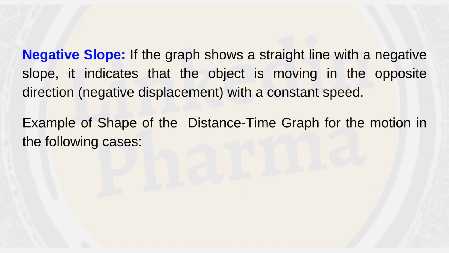Negative slope. If the graph shows a straight line with a negative slope, it indicates that the object is moving in the opposite direction. Negative displacement, with a constant speed.